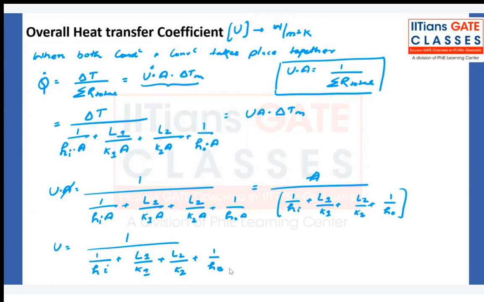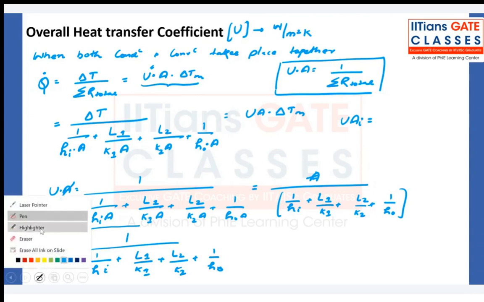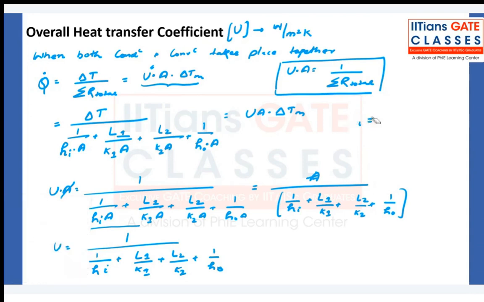Whatever area you are taking in this UA, for example in U you take inside area, then from this equation you can take inside area common and divide everything by inside area, and then you will be able to cancel it. We will see that later on, do not worry. But here I am only able to cancel area because the area was constant. Otherwise I cannot take it as common. Do not just cancel area. You see that area is constant, then only you will be able to cancel it. Okay, is this clear? Overall heat transfer coefficient, is it clear?